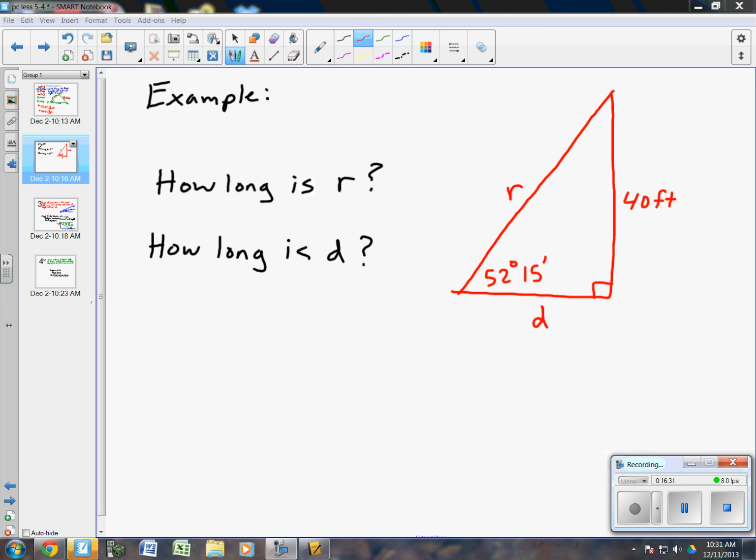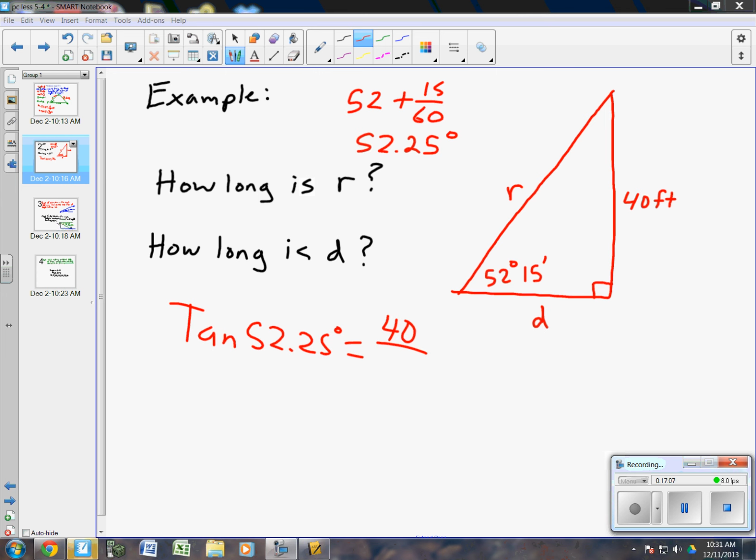Okay? So, first of all, we change 52 degrees and 15 minutes into decimal degrees, which is going to end up being 52.25, right? So my angle is 52.25 degrees. Now, I have opposite. I want to know adjacent. Opposite and adjacent. Which one is that? Tangent. Okay, so I go tangent of 52.25 degrees equals opposite over adjacent, right?